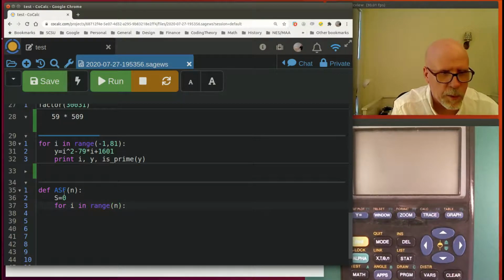And then we need to have a colon, and now that stuff will be indented. So we're going to add something to S. There is a shortcut operator called the plus equals operator, which says take whatever is after it and add it on to whatever's currently in the variable S. So S plus equals the factorial of n minus i.